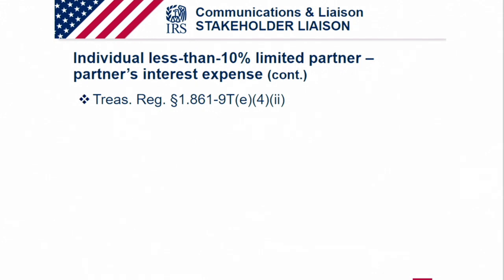And the authority for this rule for individuals with a less than 10% limited partner interest is under Treasury Regulation Section 1.861-9T(e)(2). We'll now go to our next polling question.